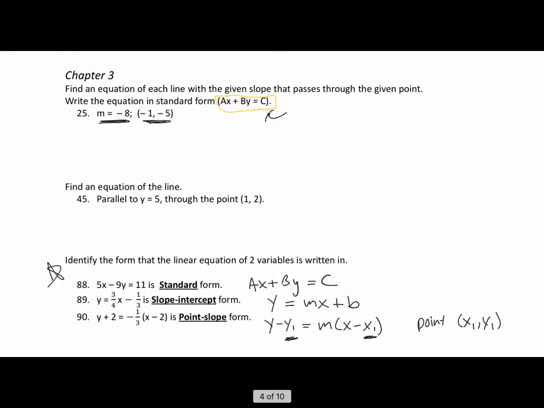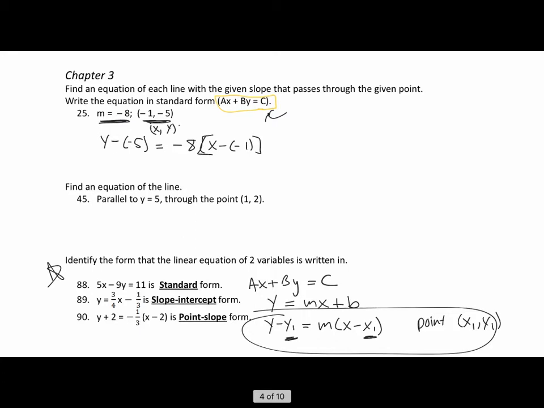So for 25, we're given the slope and a point. So I'm going to use that point-slope formula in order to build the equation here. So y minus the y-coordinate, which is the second coordinate in an ordered pair, so negative 5, equals the slope, negative 8, times x minus the x-coordinate of negative 1. So I've got an equation here, but I need to get it in the standard form. So there's a lot of simplification I'm going to have to do. And the first part is to change any subtracting of a negative to plus.